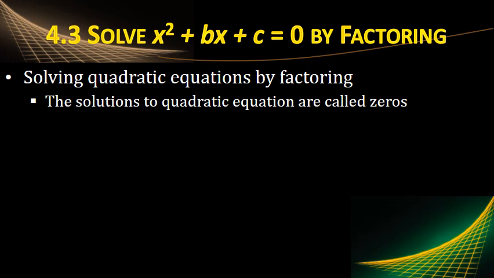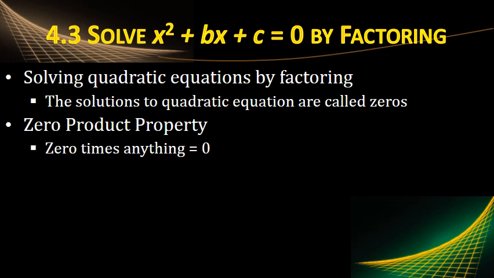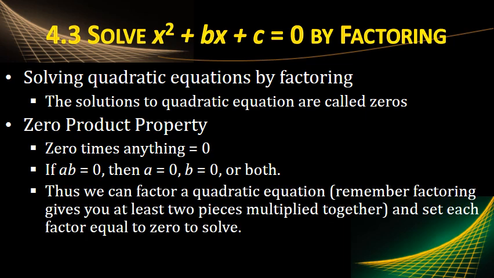The purpose of factoring is to be able to solve quadratic equations. The solutions to quadratic equations when it equals 0 are called zeros, because those are the values of x that make the equation equal 0. We use the zero product property, which is 0 times anything equals 0. So if I have two things that multiply together, say a times b, and it equals 0, then I know either a is 0 or b is 0, or possibly they're both 0. But I don't know which ones, so we'll have to check all of them.